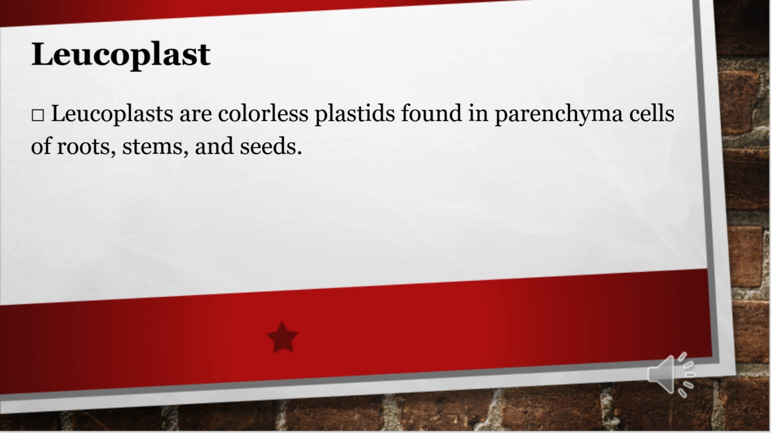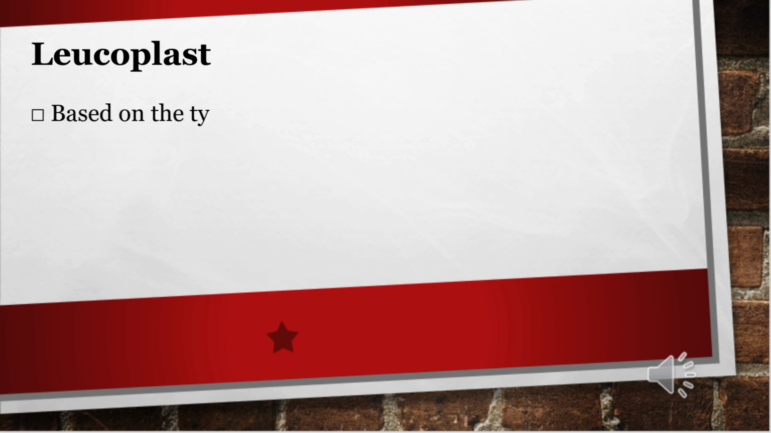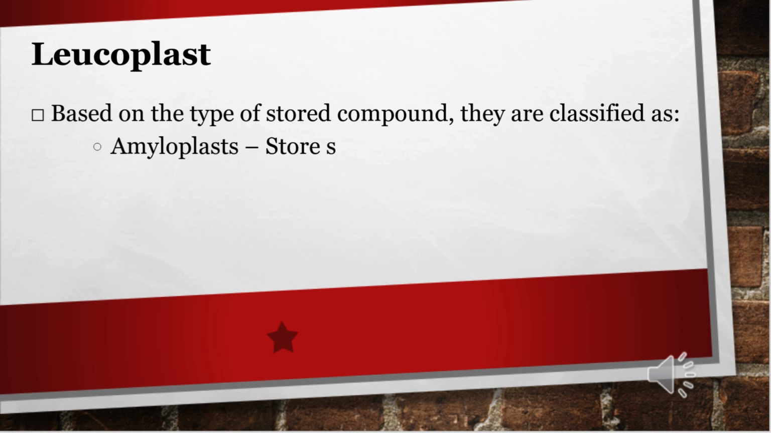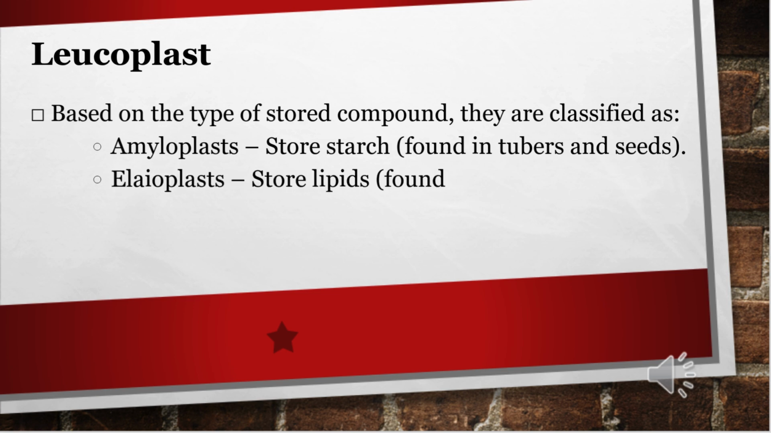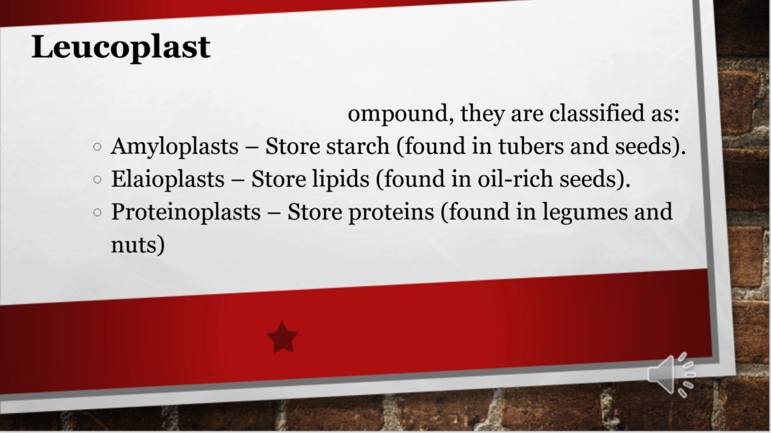Leucoplasts are colorless plastids, primarily found in the parenchyma cells of roots, stems, and seeds. Their main function is storage, and they are classified based on the type of biomolecule they store. Based on the type of stored compound, they are classified as: amyloplasts store starch, commonly found in tubers and seeds. Eleoplasts store lipids, especially in oil-rich seeds. Proteinoplasts store proteins, which are abundant in legumes and nuts. These plastids play a vital role in plant metabolism and energy storage.